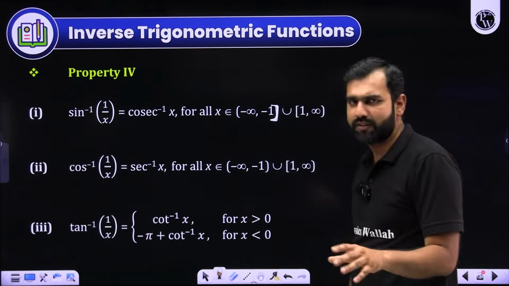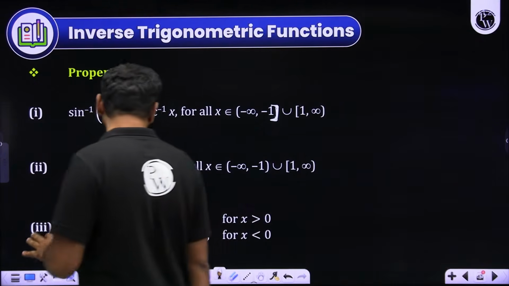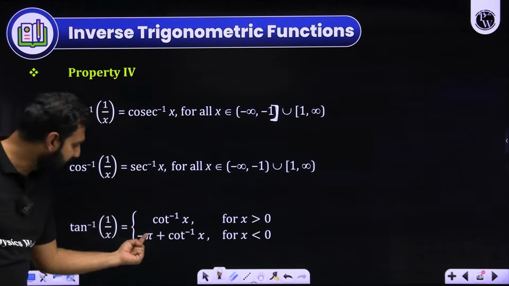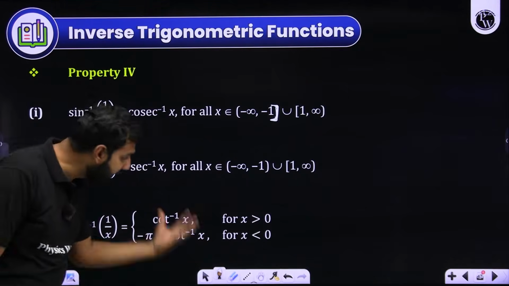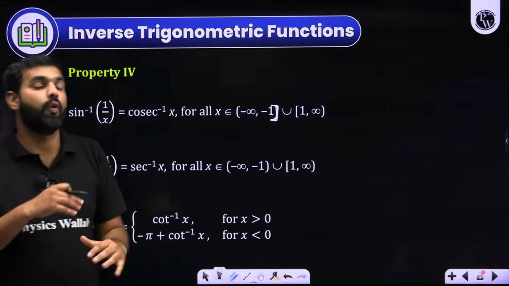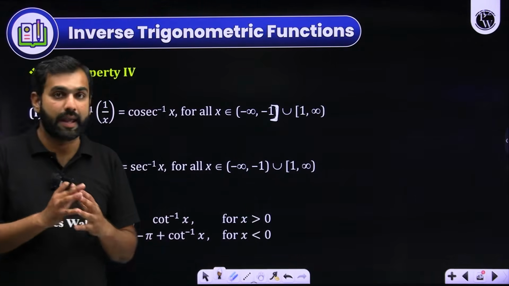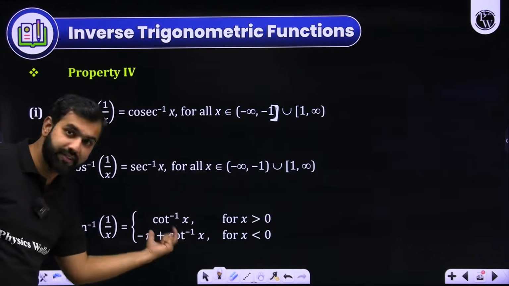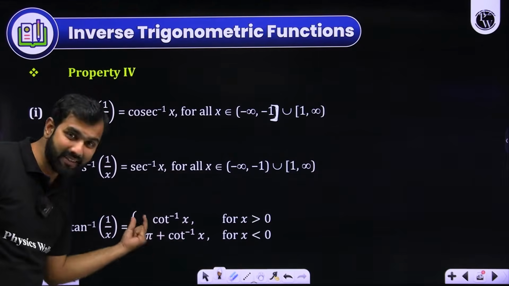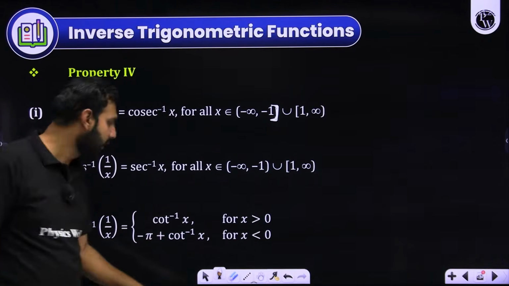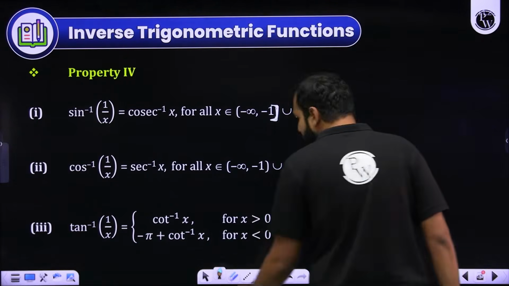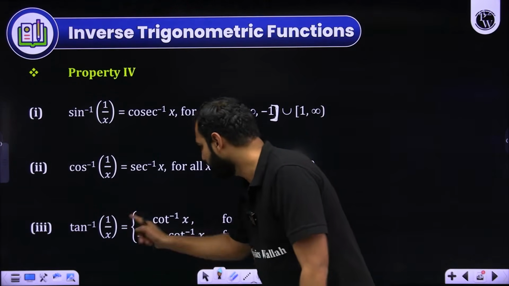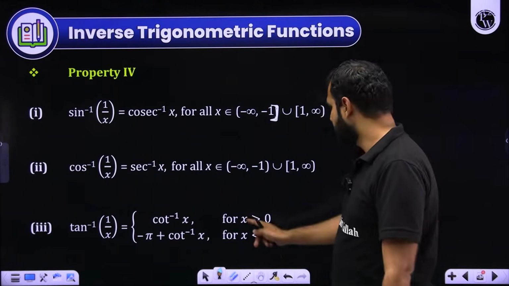I'll try and make you understand this particular result as well. Here you need to be more cautious. Tan inverse of 1 by x. I'll keep doing this kind of operation, and I won't be explaining this logic every time. Sometimes I'll do it, but most of the time I'll give you results like this. Usually, without any hesitation, you will say tan inverse 1 by x should be cot inverse x, as long as x is a real number.